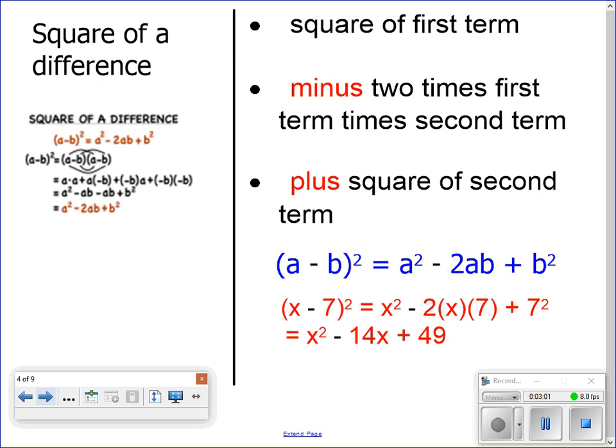So, again, you're going to square the first term, but instead of plus 2 times the first and the second term, you're going to do minus 2 times the first and the second term. And then it'll be plus the square of the second term. So again, the exact same thing that we just did before, but now instead of adding, we're going to have subtraction for the middle term.